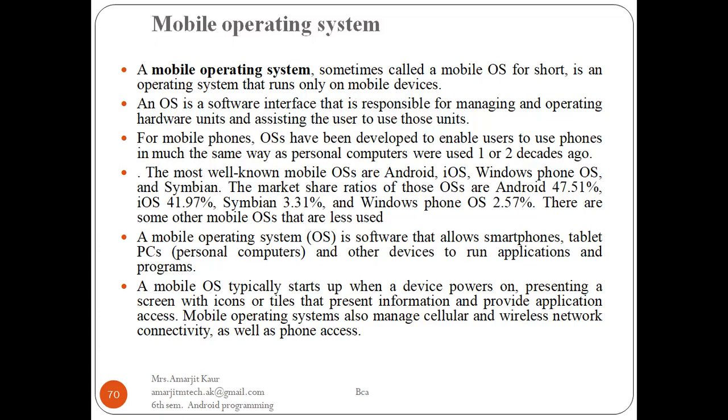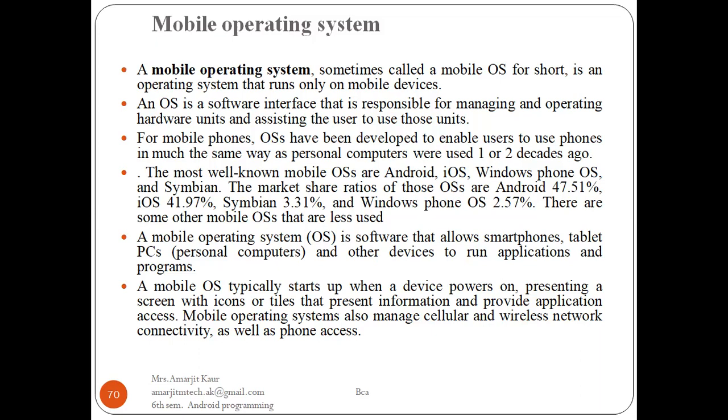The most well-known mobile operating systems are Android, iOS, Windows Phone operating system, and Symbian. The market share ratio of these operating systems are Android 41.51% and the iOS 41.937%, Symbian 3.31%, and the Windows Phone operating system 2.57%. There are some other mobile operating systems that are less used.